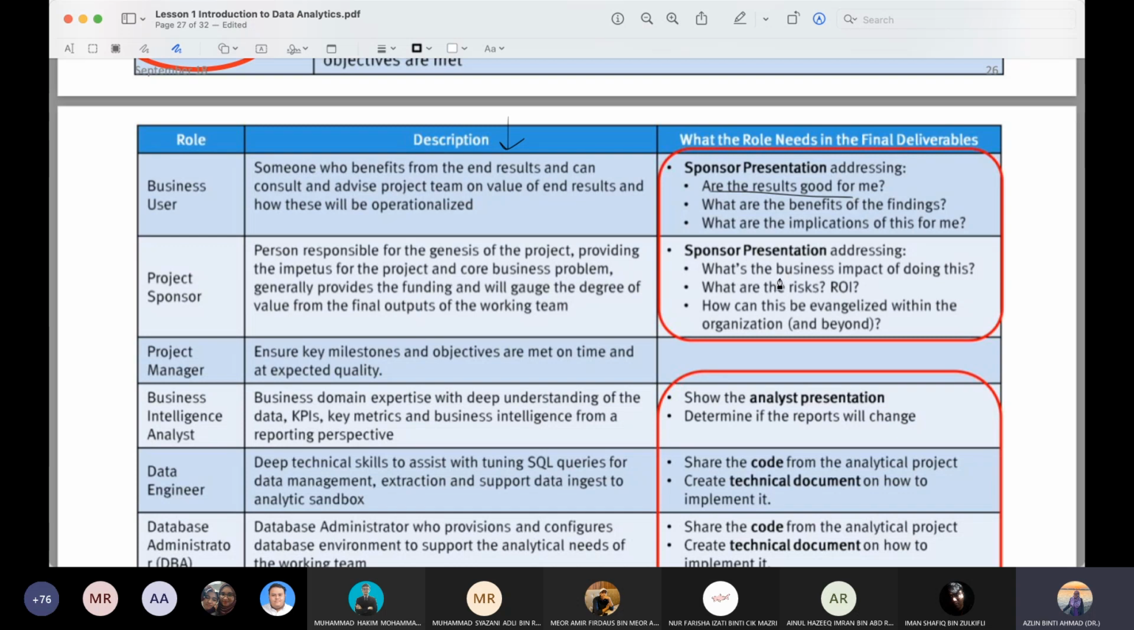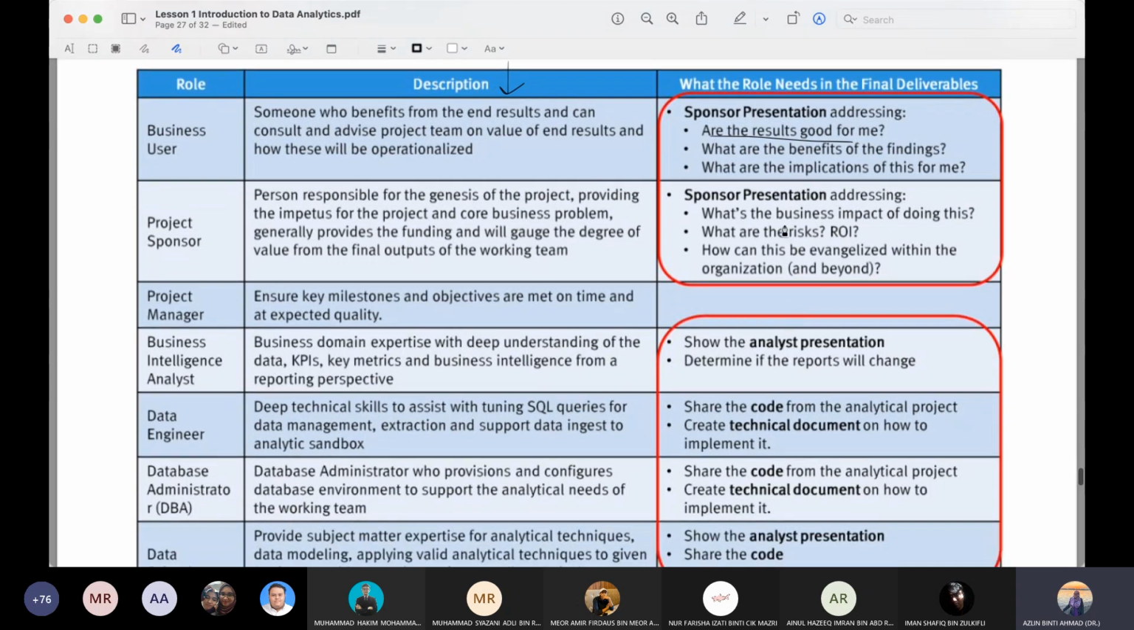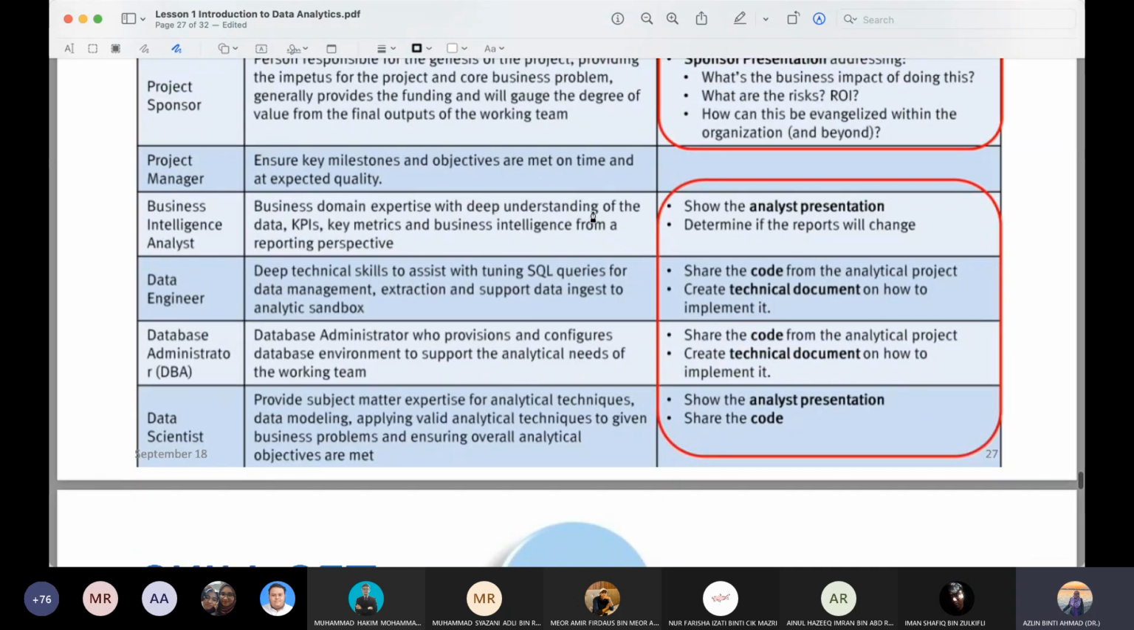Okay, project sponsors, they will look at the business impact, the ROI, okay, and then whatever lah yang berkenaan dengan project tu. Maknanya yang relate dengan apa benda yang dia dah contribute at the beginning of the project. And untuk you all, yang tadi kan saya cakap business data intelligence analyst, data engineer, data scientist, so you need to show the analyst presentation. Maknanya daripada awal sampai habis lah.